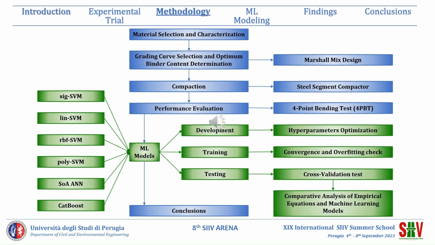The methodology followed in the present study can be summarized as follows. Materials were characterized and each mixture was prepared with the optimum binder content. They were compacted and their performance was evaluated in terms of dynamic modulus and phase angle. Several machine learning models were developed, trained, and tested in order to predict dynamic modulus and phase angle values, and a comparative analysis between these models and some well-established empirical equations was carried out. Finally, the main conclusions were drawn.